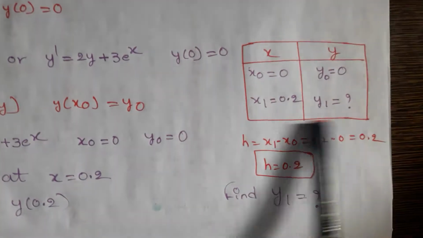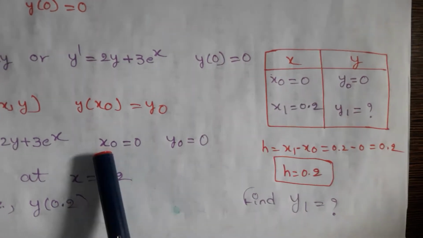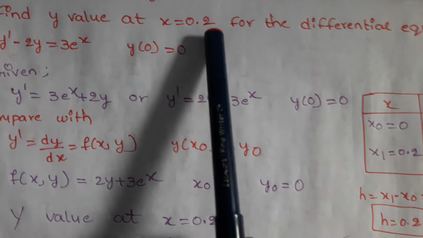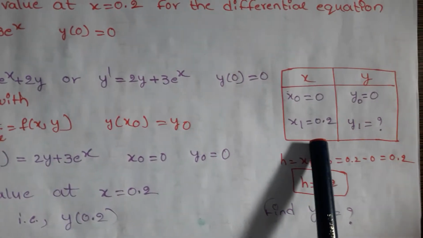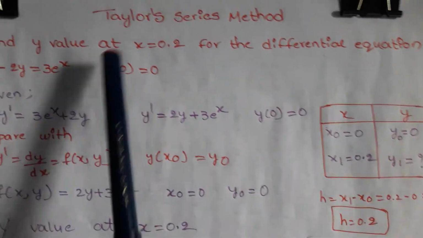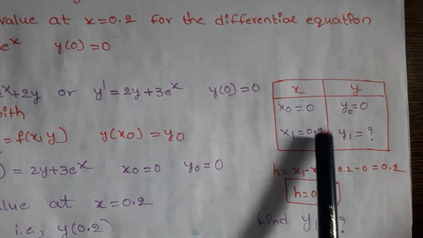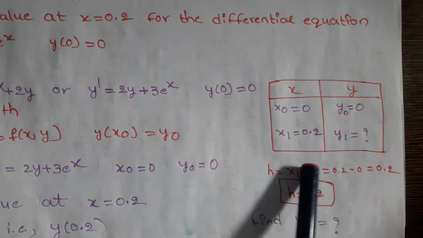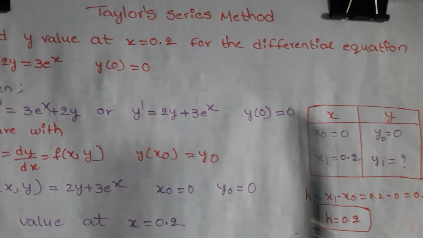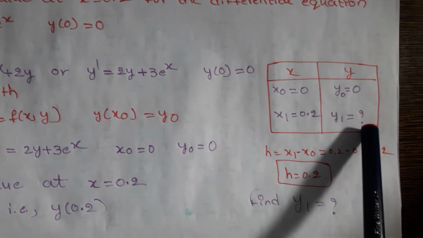Then draw the table of x, y. In the x column, x0 equals 0, and x1 is the finding value, the y value at x equals 0.2, that is x1, and we need to find y1. Here they didn't mention any step size, so x1 will become the finding value. If they mentioned a step size, x1 will be h plus x0, and x2 will be h plus x1, like that. Here they didn't mention any step size, so directly we put x1 equals 0.2, and we need to find this y1.